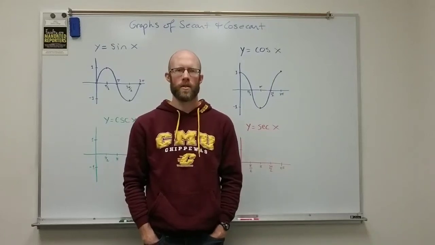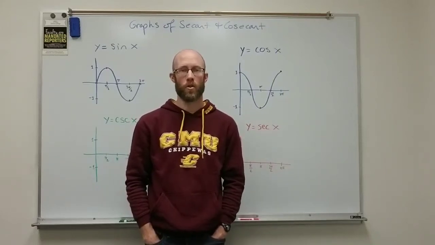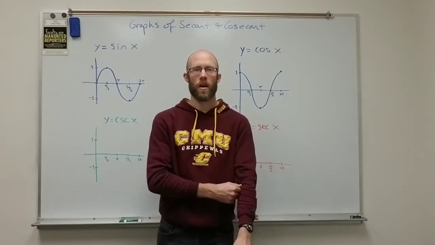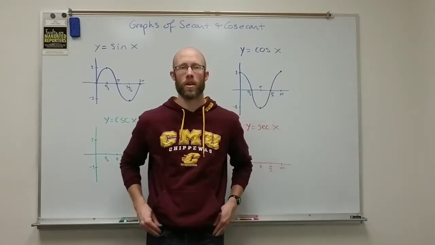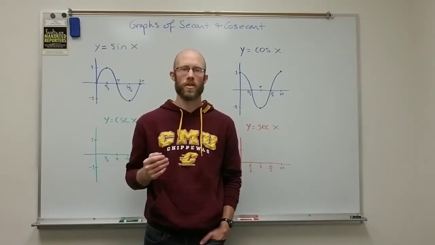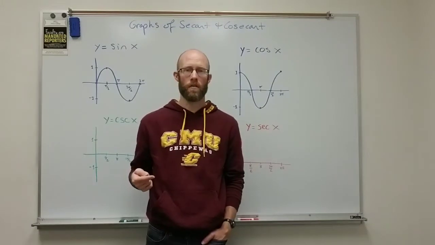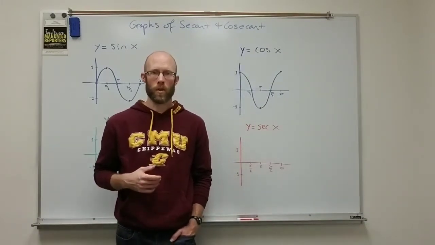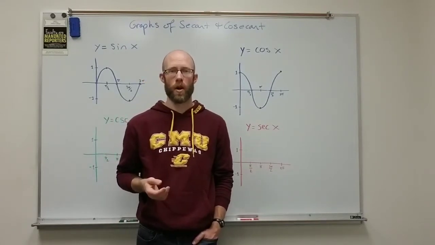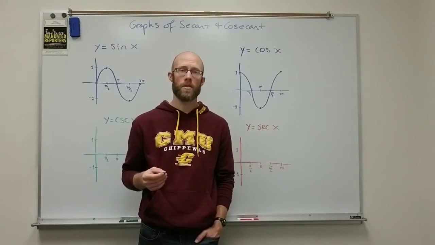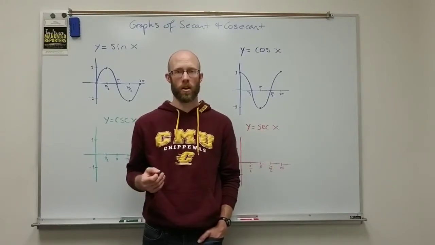In this next section, we're going to be dealing with the graphs of secant and cosecant functions. We've dealt a lot with the graphs of sine and cosine, and we know that the graphs of the cosecant and the secant are the reciprocals of the sine and the cosine. And so we can determine some features of the graphs of the secant and the cosecant based upon what we know about the sine and the cosine.